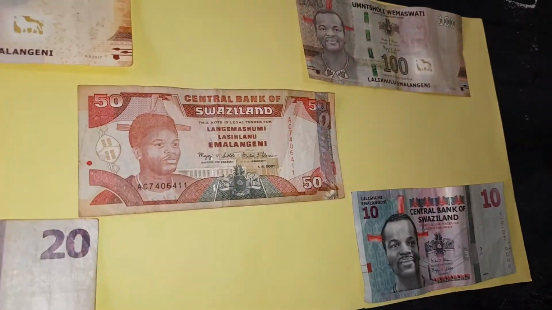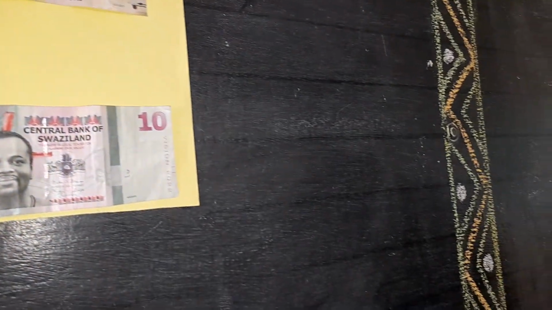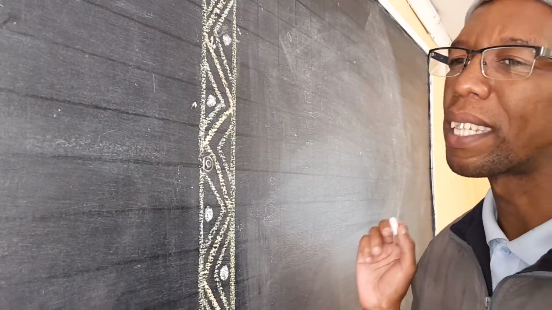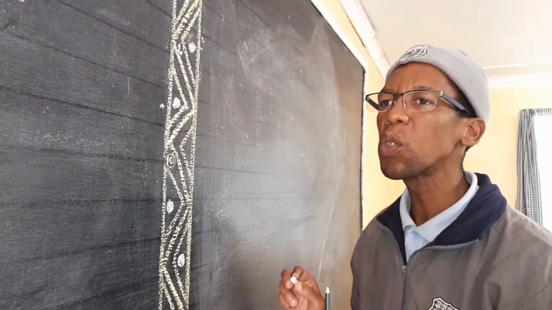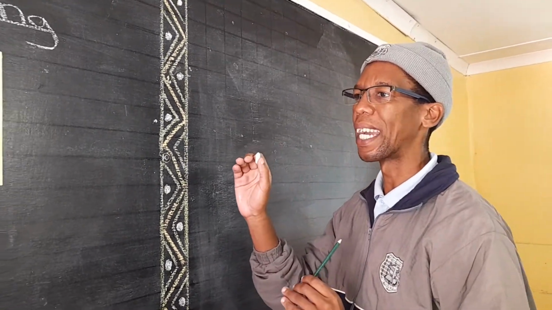What you've got to know as a grade 4 child, you must know that when I buy this loaf of bread, this 50 Emalangeni is more than the 10 Emalangeni which the bread is costing. So I have to subtract the 10 Emalangeni from the 50 Emalangeni.